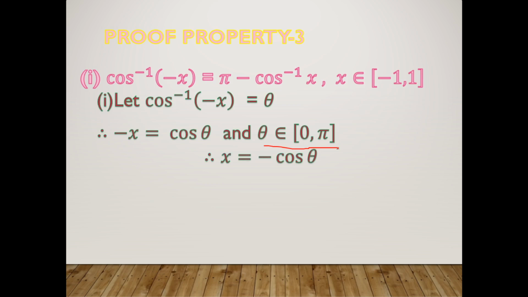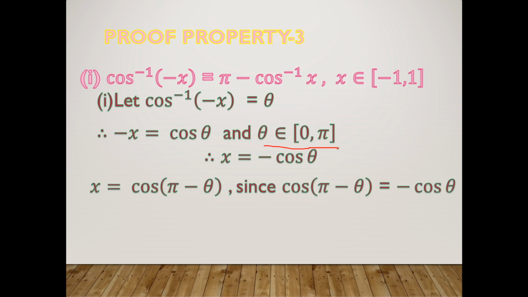Next, if minus x is equal to cos theta, that means x is equal to minus cos theta, right? Multiplying by minus sign. Now here x is equal to cos of pi minus theta, because cos of pi minus theta is equal to minus cos theta, right? So this minus cos theta can be written as cos of pi minus theta. We could also take cos of pi plus theta. Cos of pi plus theta is also minus cos theta.